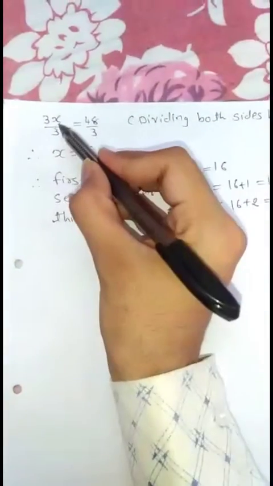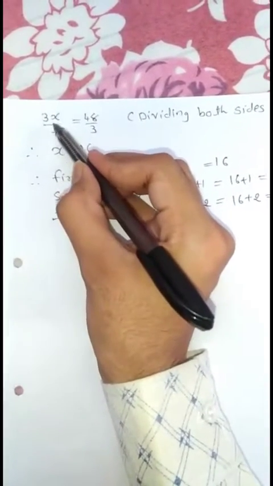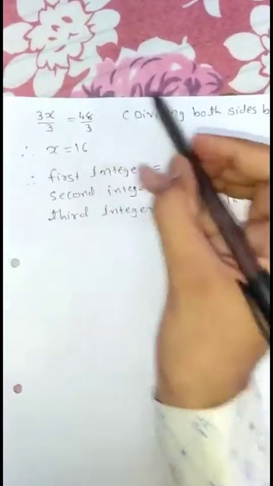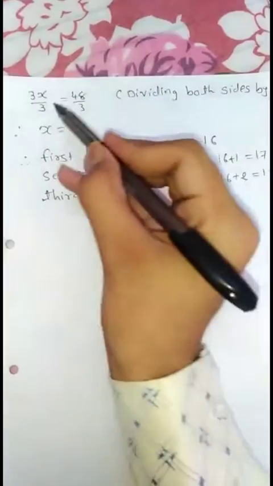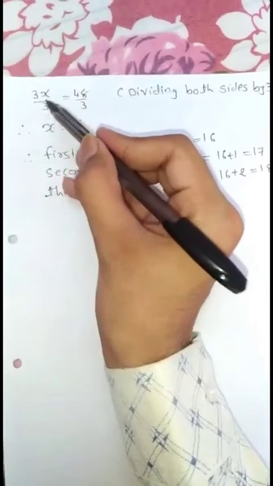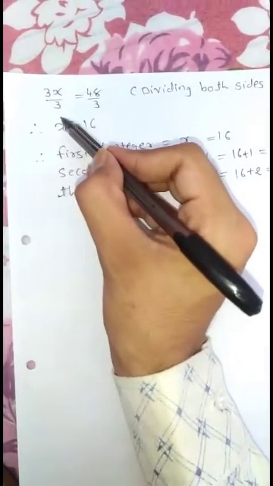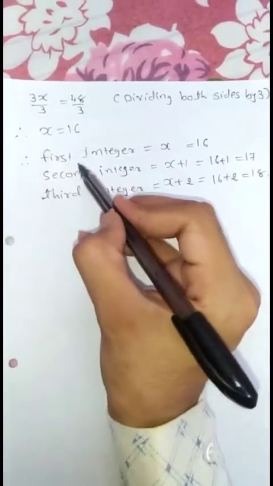After that, we want to find the integer x. So 3x is equal to 48 is the equation. I want to divide both sides by 3. So I divide 3x by 3 and 48 divided by 3. So 3 cancels and I find x is equal to 16.